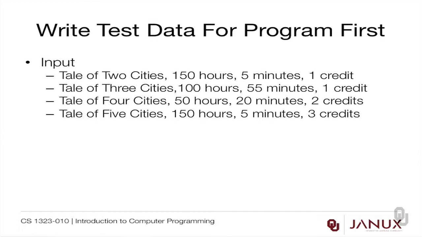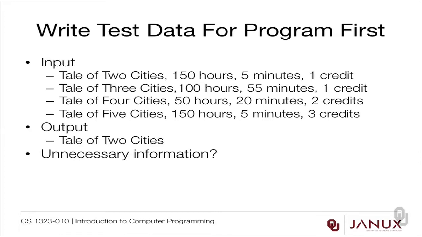A Tale of Four Cities could take 50 hours and 20 minutes and cost 2 credits. And A Tale of Five Cities could take 150 hours and 5 minutes and cost 3 credits. When we look at these, we can see that A Tale of Two Cities is the one that's going to be the best value. And so that's the one we'll have as the output.